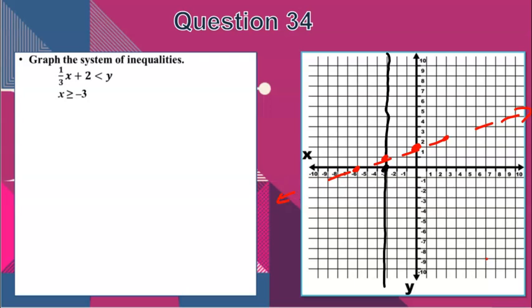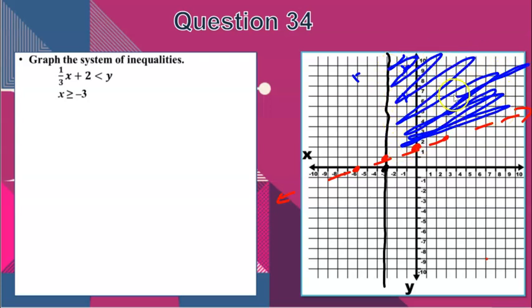And then where do I shade? Well, y has to be greater than the red. So if it's greater than the red, it's either up here or up here. But it has to be greater than the black line, which means it has to be to the right of the black line, which will be just over here. So this part is the solution to that system of inequalities. So those are the types of questions you can expect on a semester test.